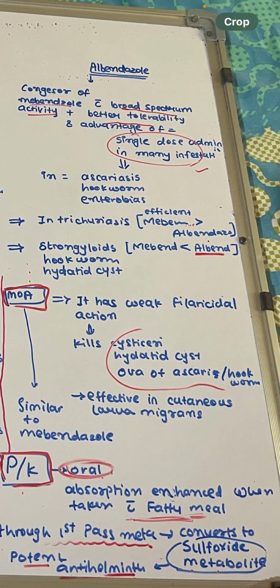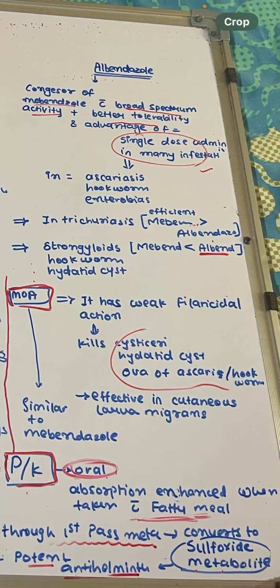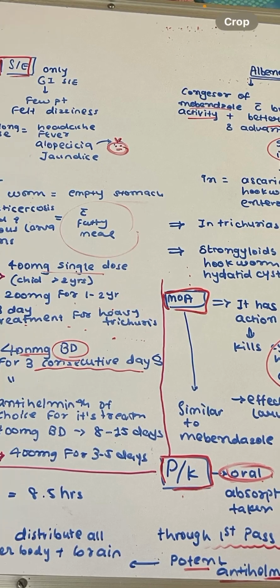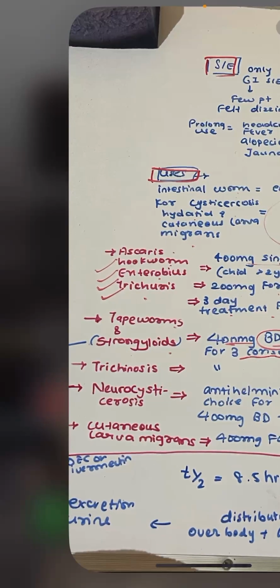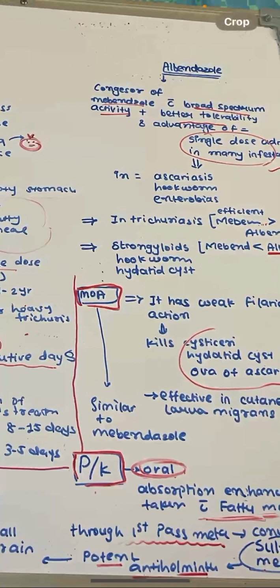Pharmacokinetics: it can be absorbed orally, but its absorption is enhanced when taken with a fatty meal. It passes through first pass metabolism where it gets converted into sulfoxide metabolite, which is a toxic metabolite for the parasites. So it is a potent antihelmintic and gets distributed all over the body and the brain, and then it is excreted in the urine with a half-life of 8.5 hours.